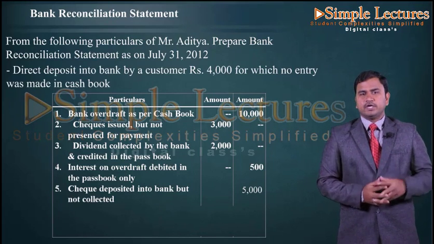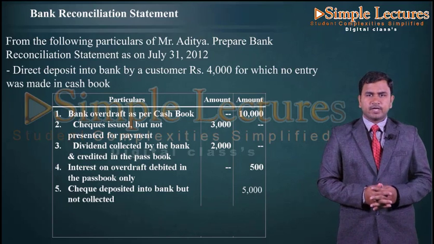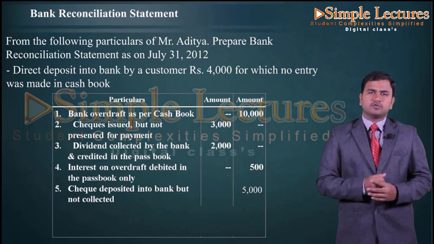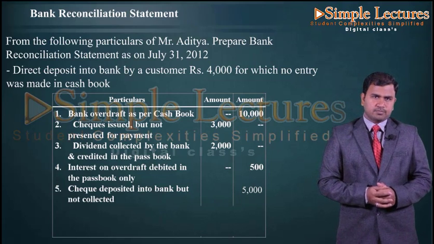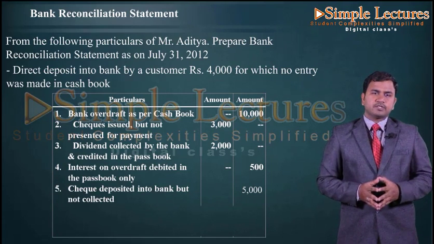Then we have direct deposit into bank by a customer for rupees 4000, for which no entry was made in the cash book. So the check was deposited by the customer.